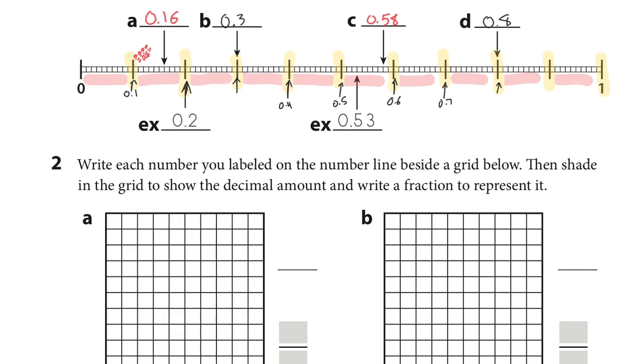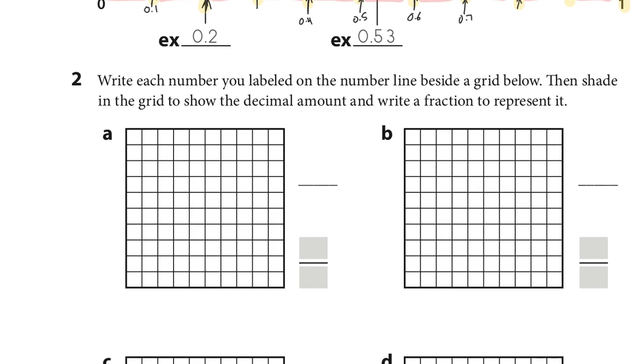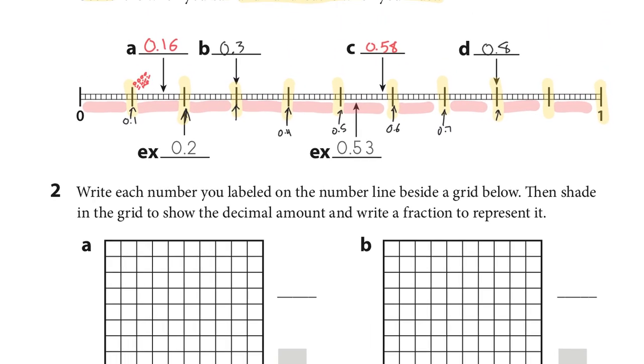Having trouble moving this page. Here we go. Write each number you labeled on the number line beside a grid below. Then shade in the grid to show the decimal amount and write a fraction to represent it. So we're going to take A, B, C, and D and write them on the lines corresponding to the letters. Okay? So let's see.